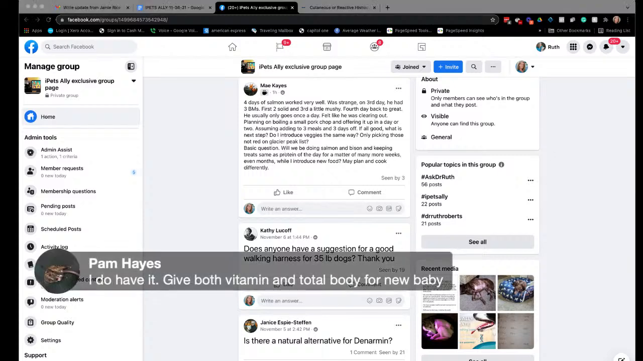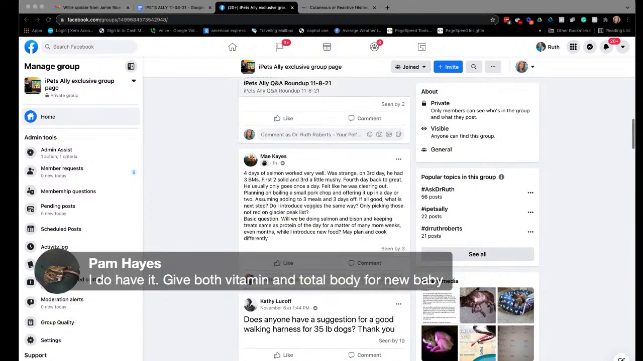Yeah, if you do have holistic total body support, just use that, because otherwise you're going to duplicate the minerals there. So that is good.